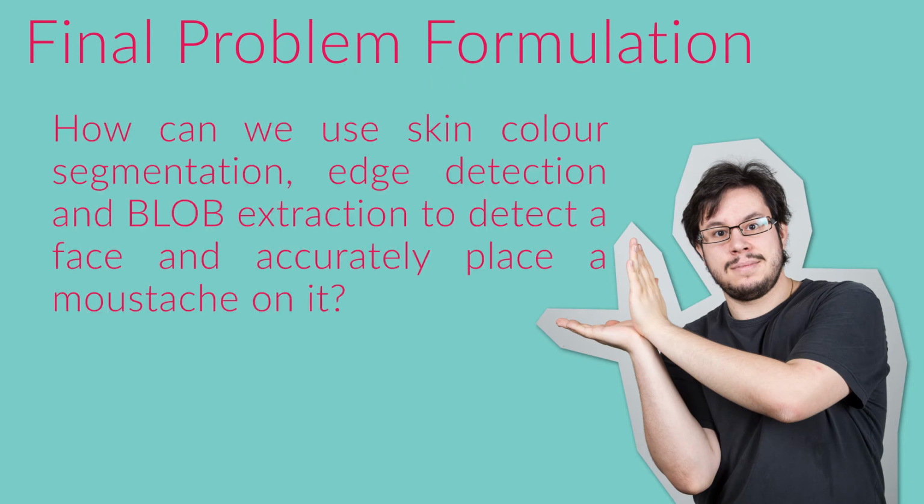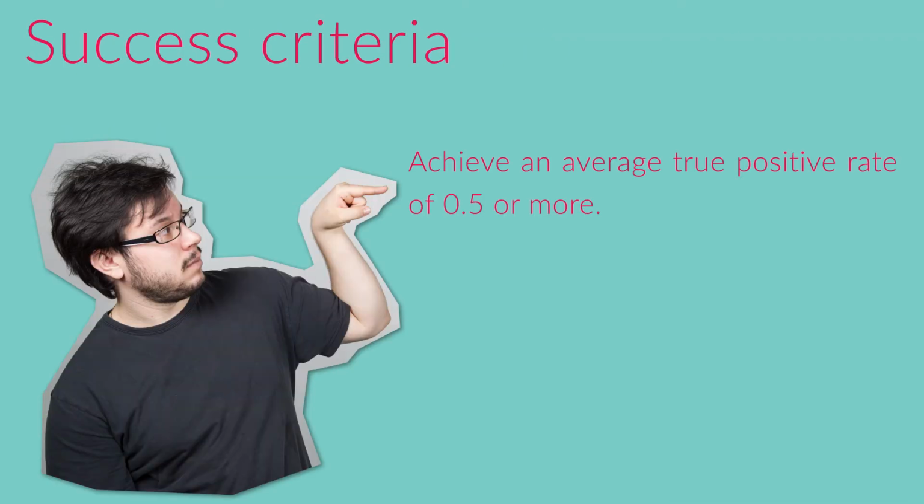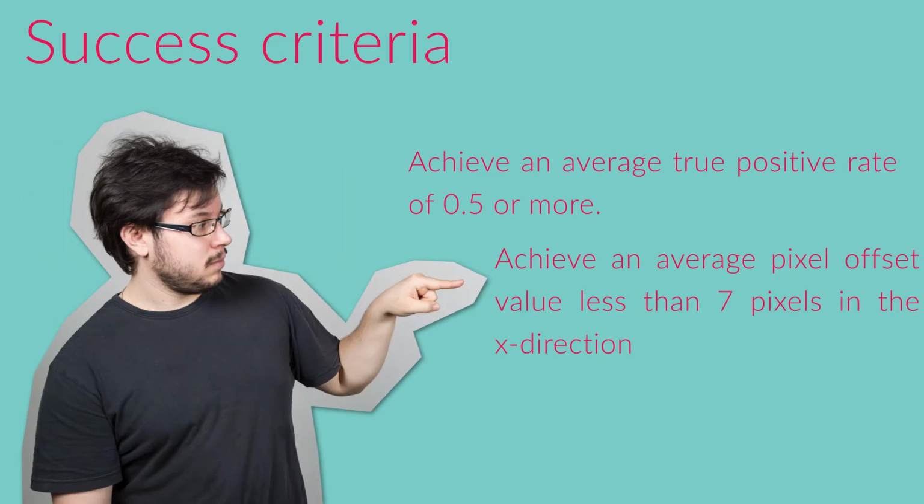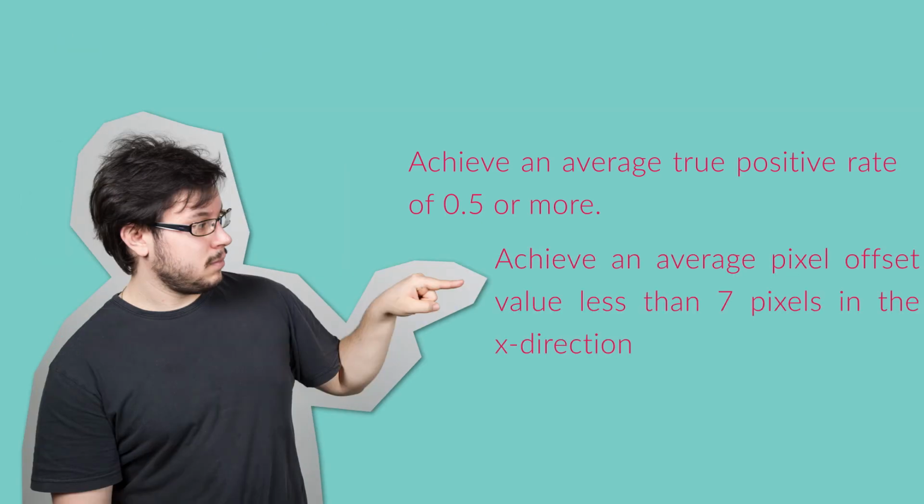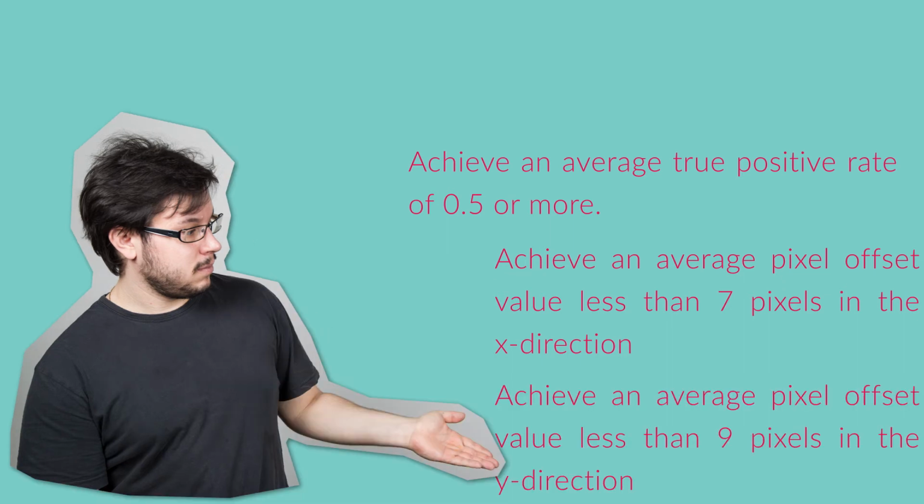How can we use skin color segmentation, edge detection, and blob extraction to detect a face and accurately place a mustache on it? The program must achieve an average true positive rate of 0.5 or more, achieve an average pixel offset value less than 7 pixels in the x direction measured from the center of the blob, and achieve an average pixel offset value less than 9 pixels in the y direction measured from the center of the blob.